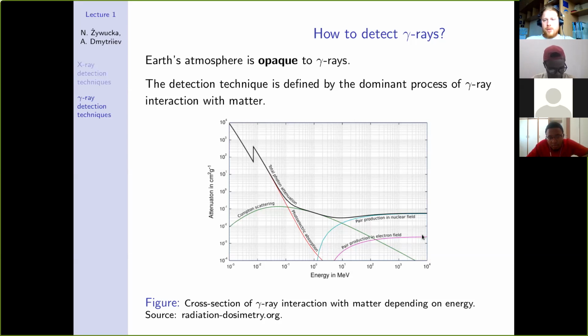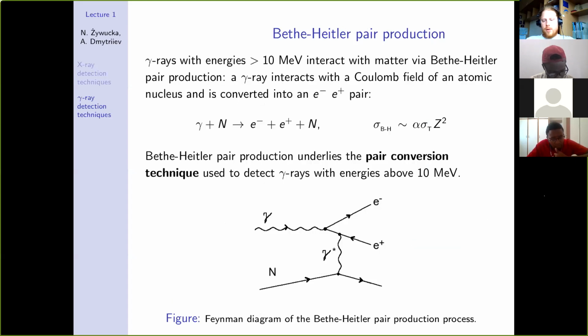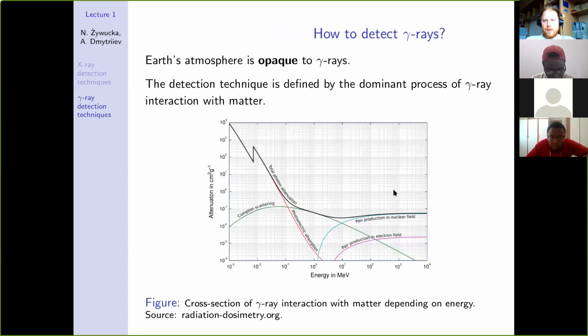But yeah, so you see three different regimes of interaction: photoelectric absorption, Compton scattering, and pair production. And so the way you're going to build your detector to detect gamma rays depends on this process. You're going to use different techniques. So now I'm going to talk about detection of gamma rays above 10 MeV, so from 10 MeV up to 100 GeV or more, using the pair production process.